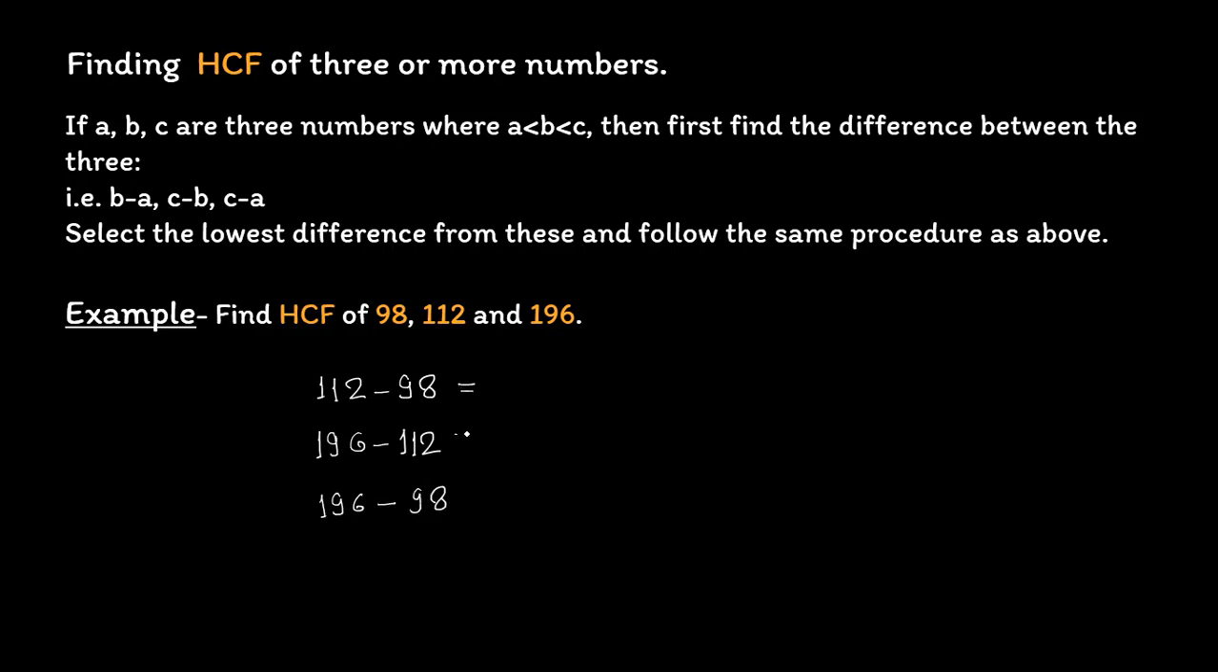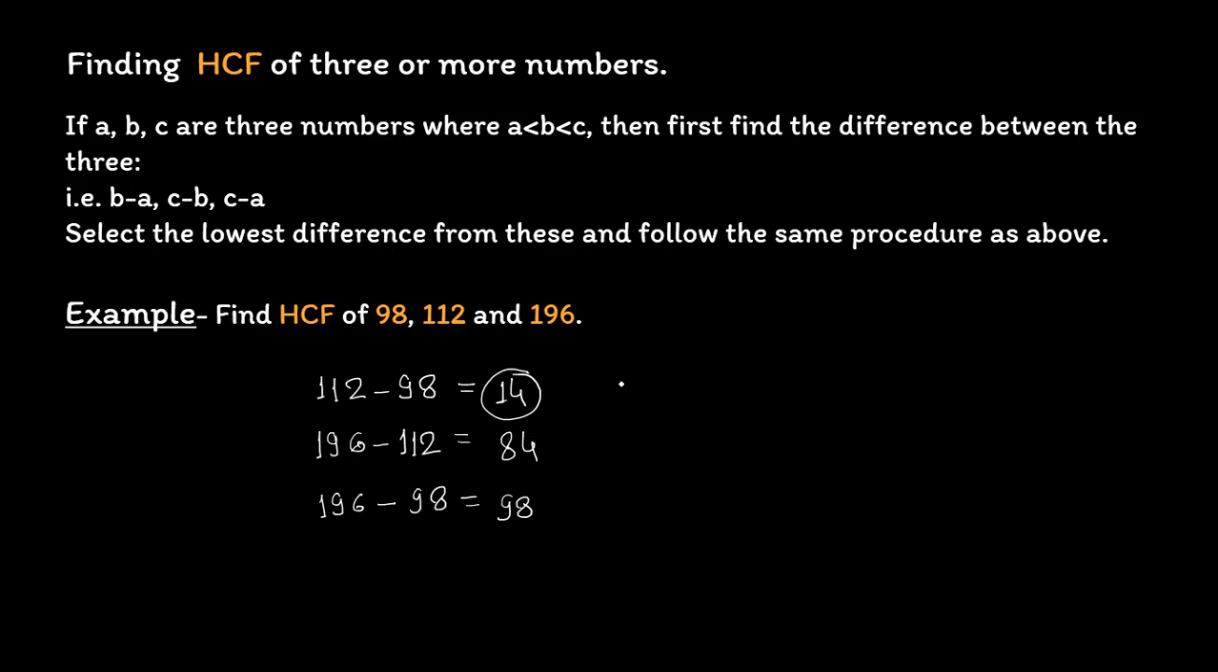Now we find the difference of all these. Here the difference of 112 and 98 is 14, the difference of 196 and 112 would be 84, and the difference of 196 and 98 is 98. The next step is we will choose the smallest difference. Here in this case it is 14.